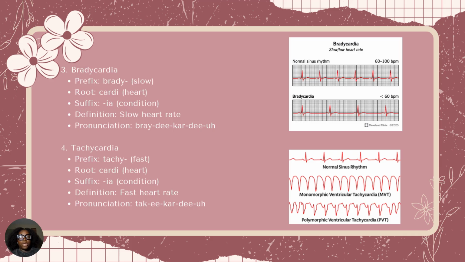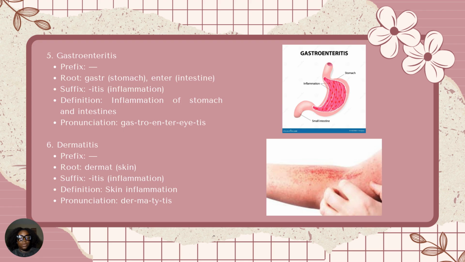Next, we have bradycardia and tachycardia. Bradycardia means a slow heart rate, and the prefix is brady, meaning slow. The root word is cardi, meaning heart, and the suffix is ia, meaning condition. And then on the other side, we have tachycardia, which is a fast heart rate, and the root word is the same, and the suffix is the same, but the prefix is just different, tachy meaning fast.